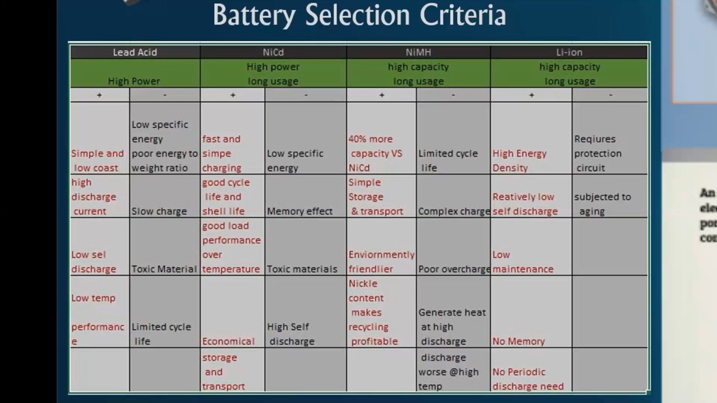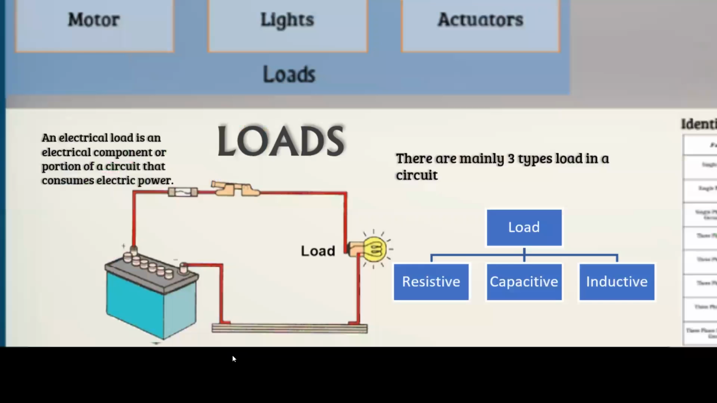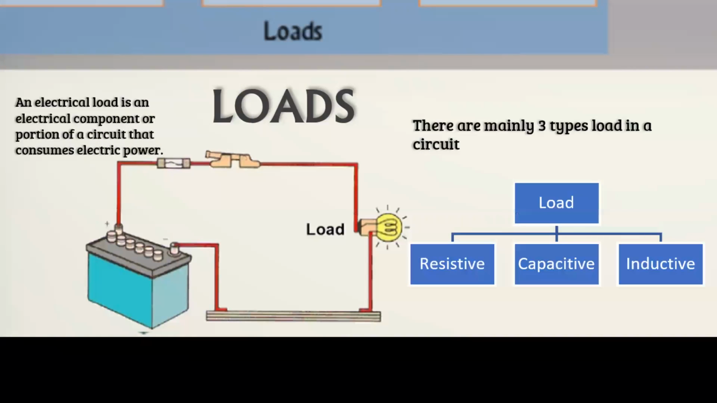And the disadvantages we got here are it requires a protection circuit for safety issues, and it is subjected to aging. So this was all about the battery side, and we discussed charging, discharging, battery selection parameters, and battery identification parameters. Now, if we move to the flow chart, we have different types of loads in automobiles. So as we can see in our flow chart, we have motors, lights, and actuators. So we'll move on to the load.